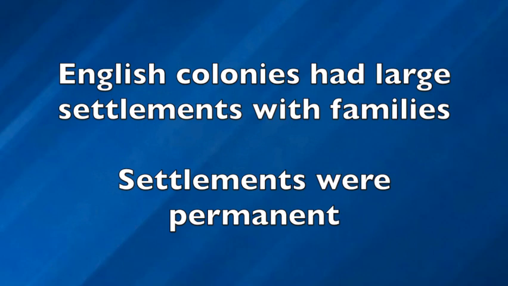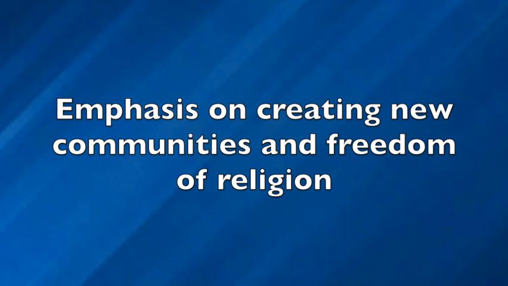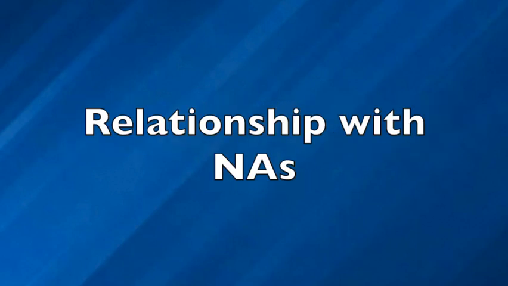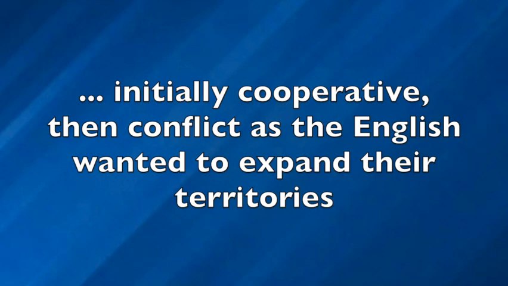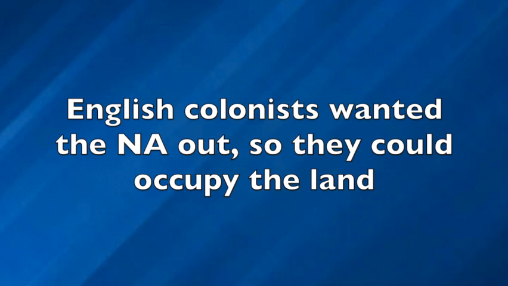The settlements in English colonies: there were large numbers of settlers, including families, which led to the establishment of permanent settlements, with an emphasis on creating new communities and religious freedom. Relations with Native Americans: initially, cooperation between the English colonists and the Native Americans existed, but eventually there were frequent conflicts as English settlers wanted to expand their territory. In short, many of the English colonists and the British Crown basically wanted the Native Americans out of the land so the colonists could inhabit it uninterrupted.